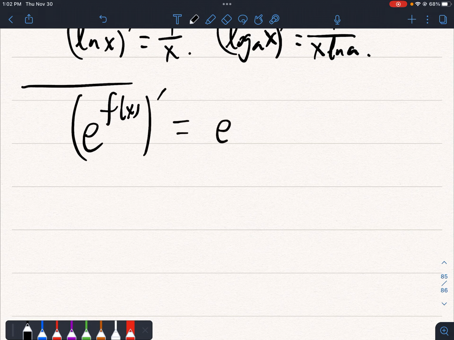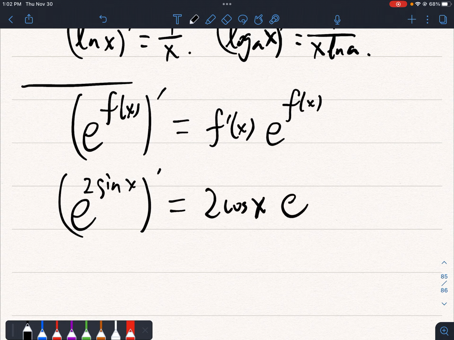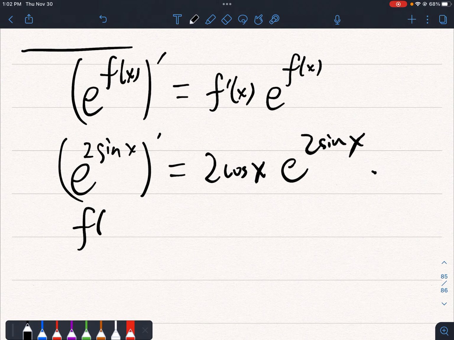Okay. So maybe we can do some exercises. So maybe we can look at what's the derivative of e to the f of x in general. Then it's e to the something, so the derivative is also e to something multiplied by f prime of x. So in general, this is f prime of x times e to the f of x, right? For example, e to the 2 times sine x, right? This is going to be the derivative of this, which is 2 times cos of x times e to the 2 times sine of x, okay?